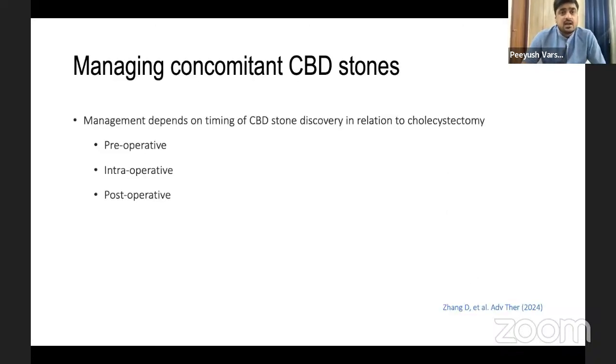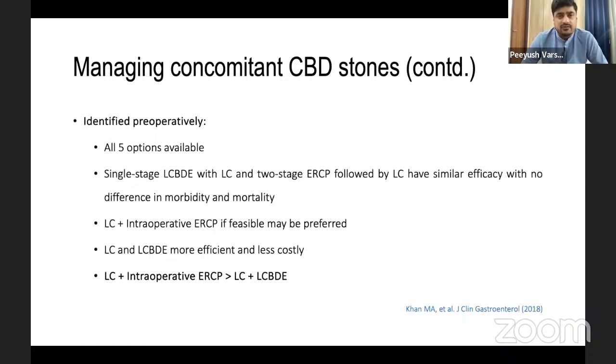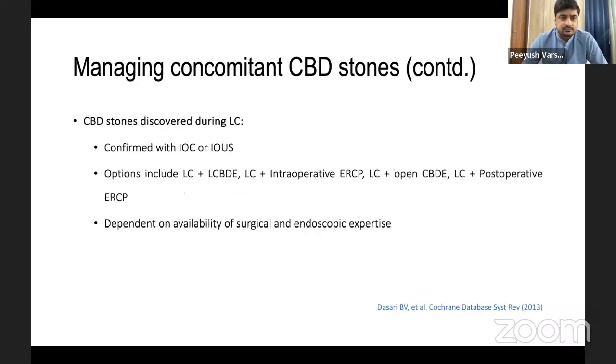To summarize, management depends upon the timing of CBD stone discovery: preoperative, intraoperative, and postoperative. All the five options are available when discovered preoperatively, but the most commonly preferred and recommended in literature is laparoscopic cholecystectomy with intraoperative ERCP. Single stage lap CBD exploration with lap chole has similar morbidity and mortality and similar hospital stay, so it is usually preferred by the surgeons.